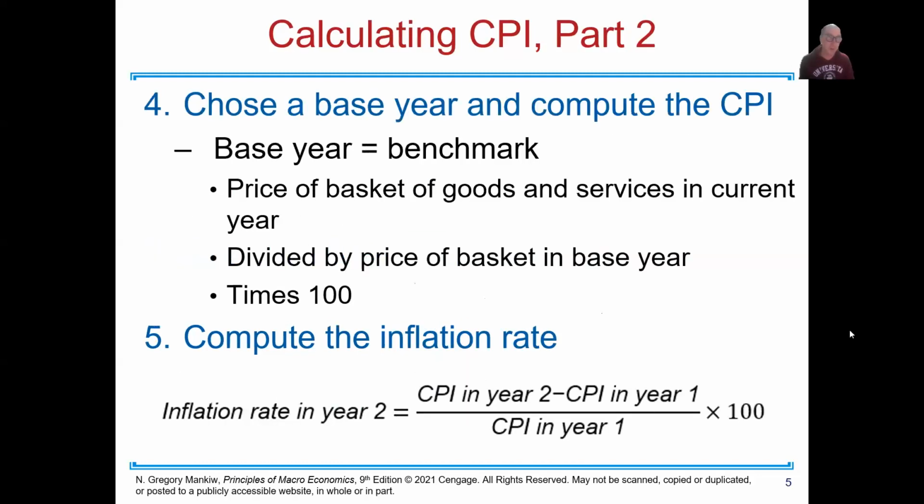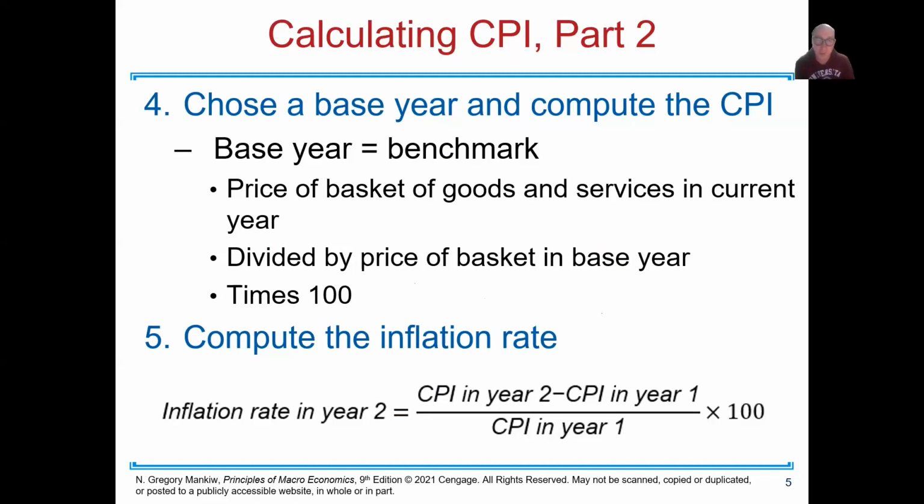The fourth thing we do to calculate the consumer price index is we select a base year, which is typically a point in time that may be 2 years ago or might be 3 years ago, depending on the range of data that you're calculating. So the base year is usually the first year of data that we have.